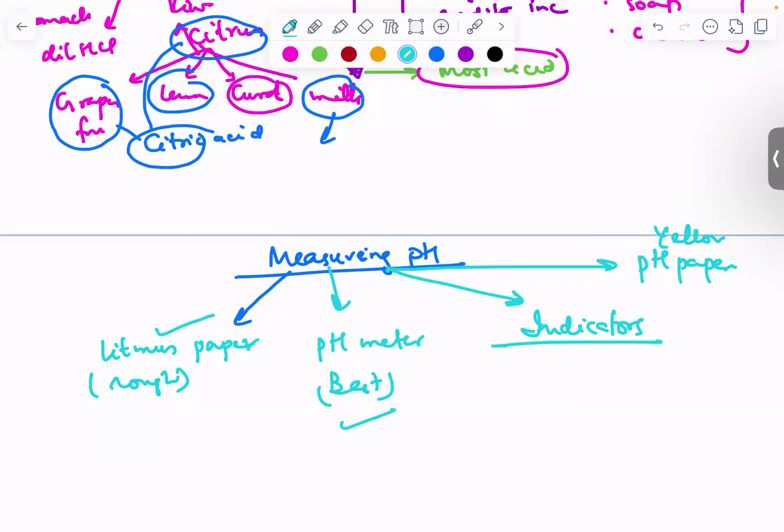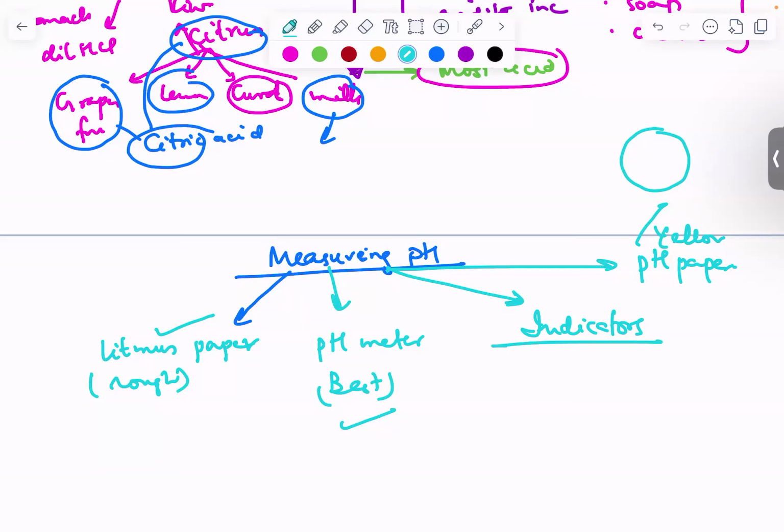Litmus paper, I have already told you, indicators are of different colors. And can you see the indicators in the test tube? And pH paper is actually yellow. Let me check whether it is given in your book or not. No, it's not given. You can search it on the internet afterwards. Just write pH paper and you will see a yellow paper. And that yellow paper can be used to check the pH.